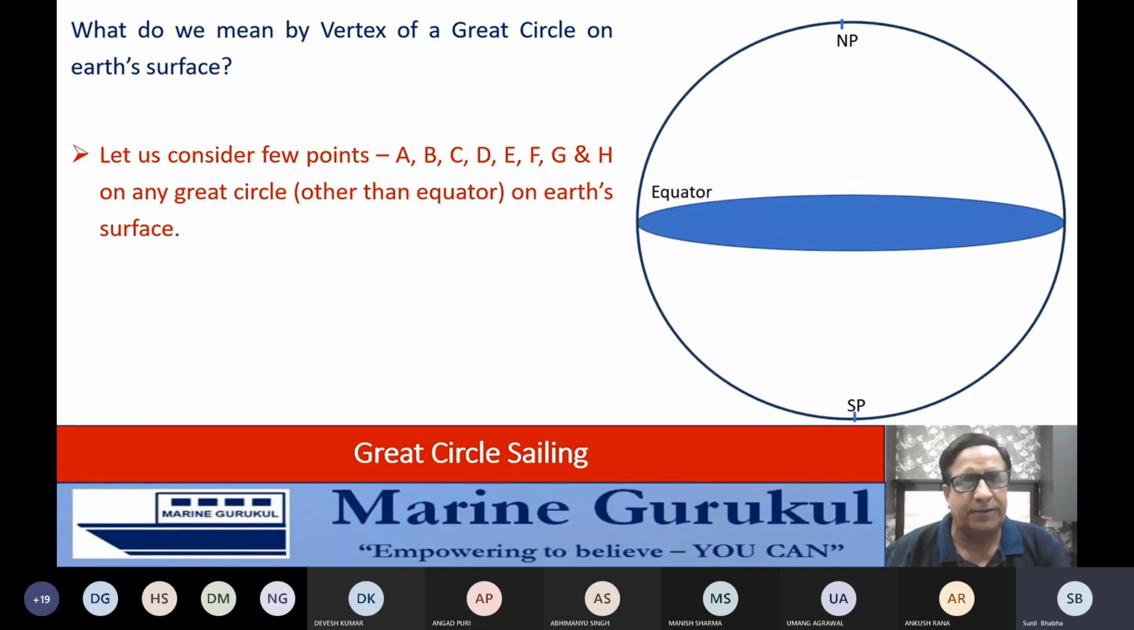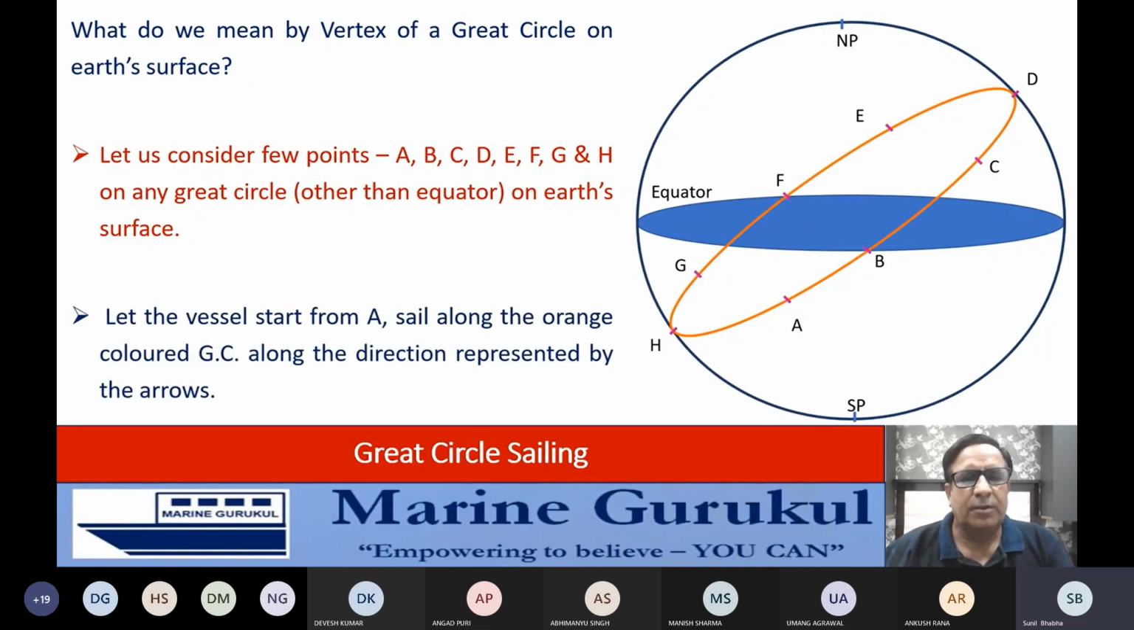So the equator has been left out of our discussion currently. So we take any other great circle. You can see an orange great circle showing up in the diagram. And we consider randomly points on it marked from A to H. So you can see these points also randomly showing up on the great circle drawn on the surface of the earth. Now, if a vessel moves along this great circle, starting from A, along the direction of arrows which are coming up on the screen, she goes right round this great circle and returns back to point A.